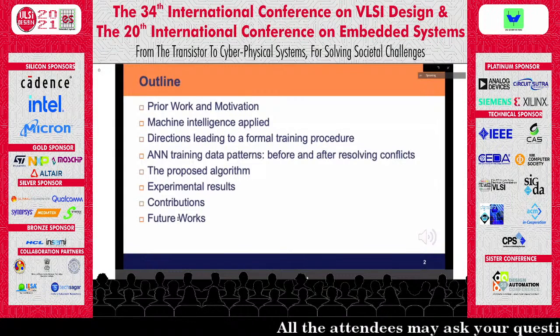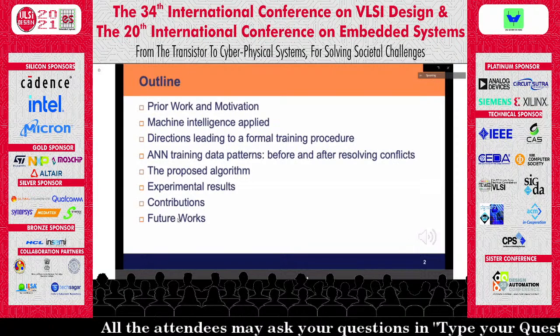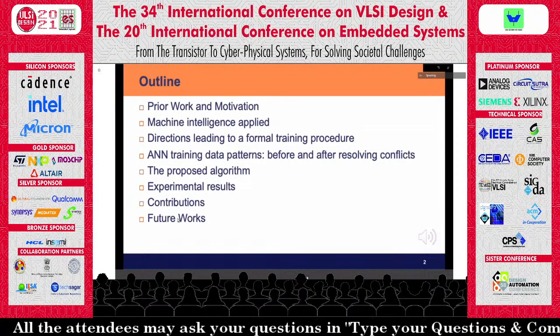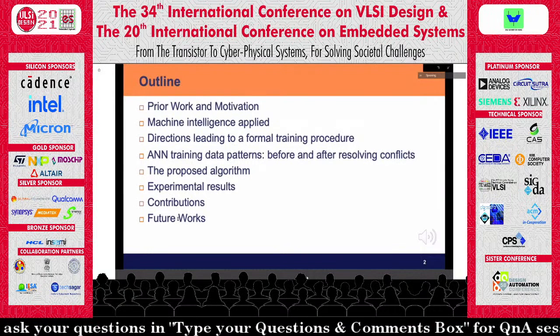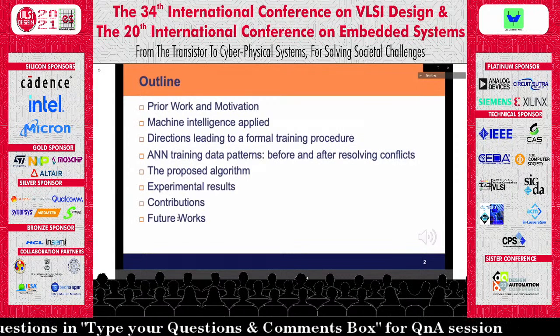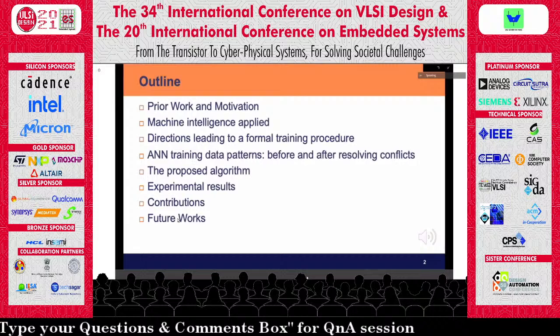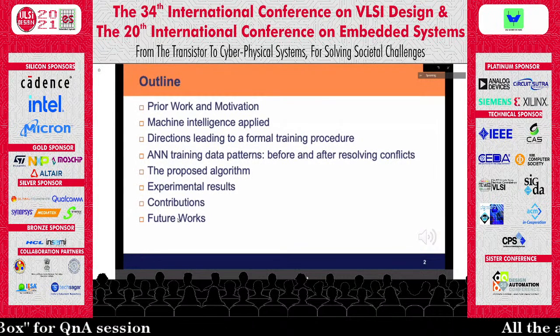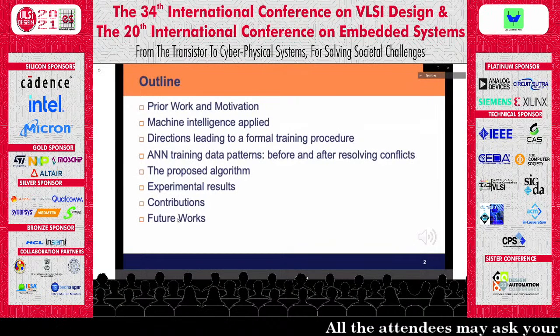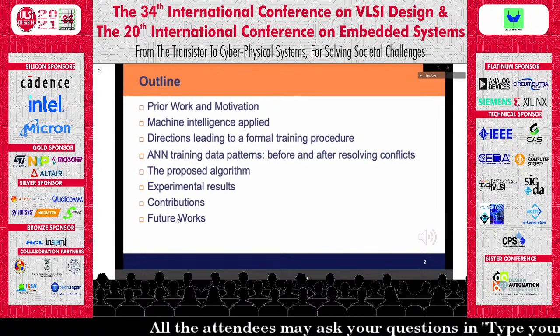Today, I am going to give you some prior work and motivation for this study. Then, I will explain how machine intelligence is applied to our study. I'll also discuss possible directions leading to a formal training procedure of the artificial neural network. I'll then discuss how we resolve conflicting training data patterns using some trivial mathematical calculations, followed by the proposed recursive training algorithm which makes our ANN an evolving ANN. I will also analyze our experimental results thoroughly. Finally, I will conclude this talk by briefly pointing out the major contributions of this study and future avenues that may be taken to achieve more interesting results.